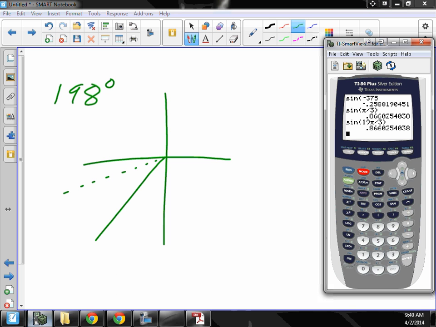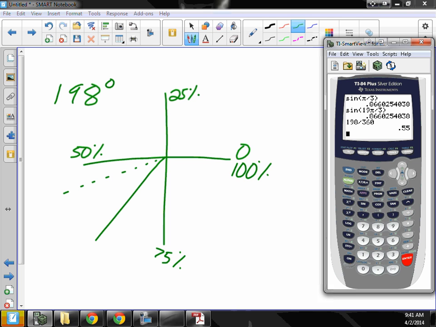All right, what if I turn that into a decimal? 198 divided by 360. What does that mean? 55%, which is between 50% and 100%. So in degrees, the decimals are 25%, 50%, 75%, and 100%. And I know we've done this over and over, but we can't state it too many times. So 55% is just bigger than 50%.